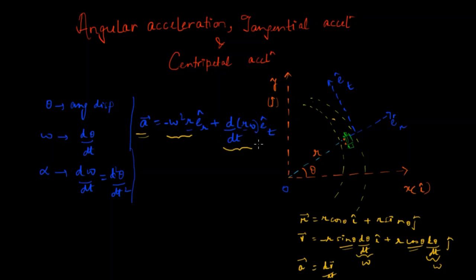Now let's look at this tangential component. Let's assume that it is d by dt of r omega. Let's say r is constant, because we said that most often r will be constant for circular motion. So if r is constant, this r will come out, and you will have r times d omega by dt. Now what is d omega by dt? d omega by dt is alpha, times et cap. So this is your tangential acceleration. So tangential acceleration is r times angular acceleration.